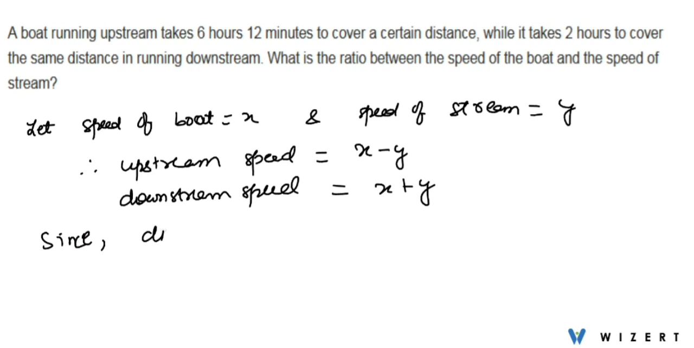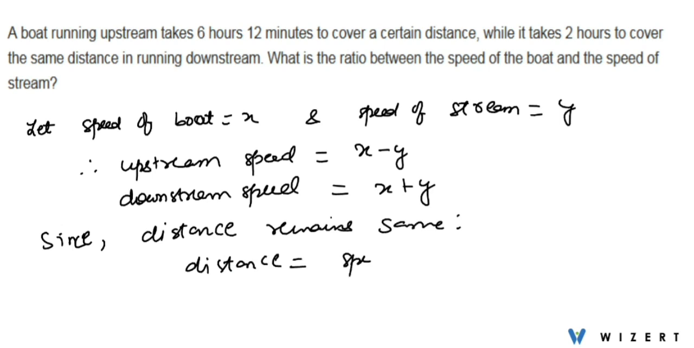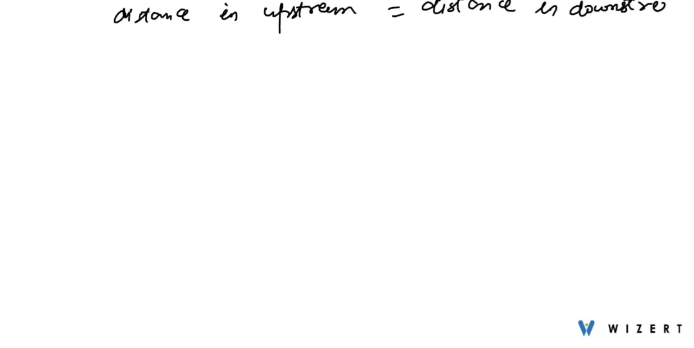Since the distance remains the same, whether we are going upstream or downstream, we can equate the distance, and we know that the distance formula is given by speed multiplied by time. So we'll equate the distance in upstream and the distance in downstream.